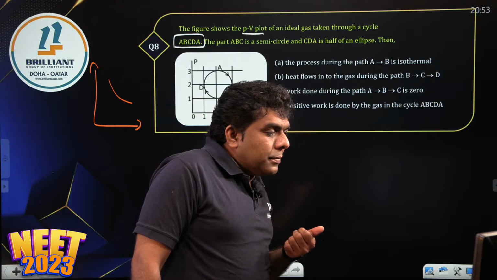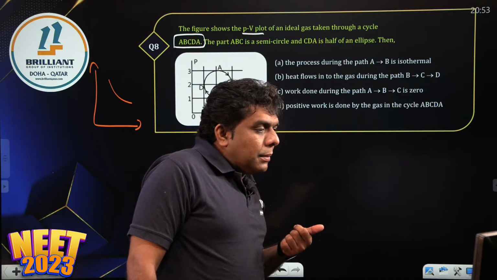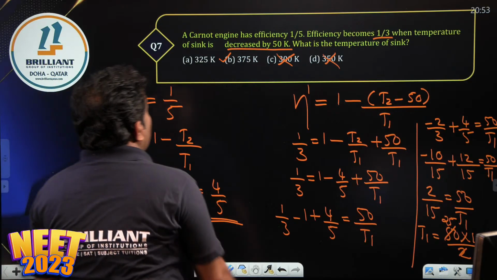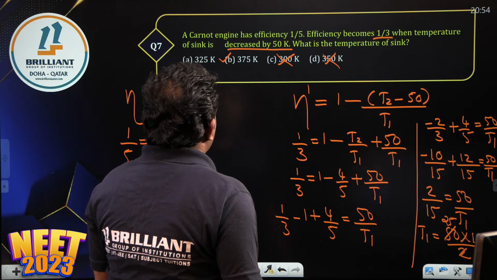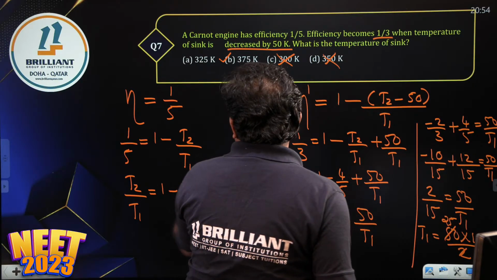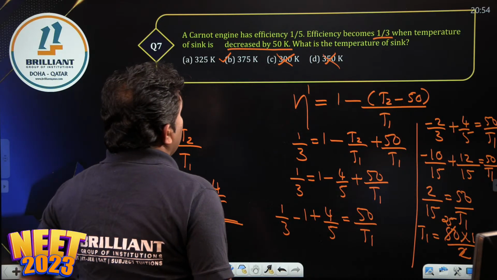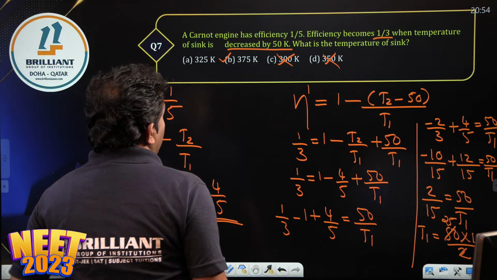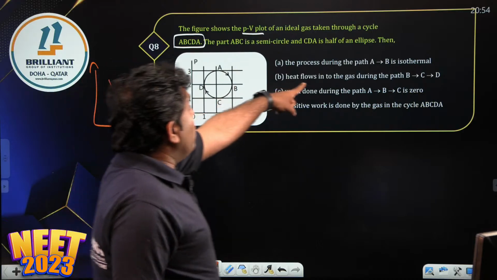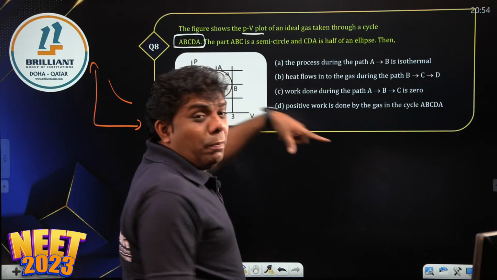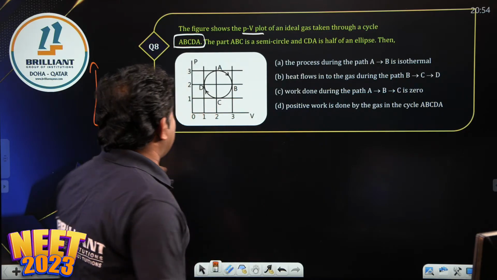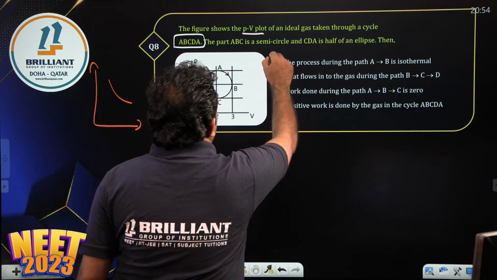Yes, right. Temperature of the source. Yes, I am coming to that question now. They are asking what is the temperature of the sink. So we calculate T1 and you will get the T2 value from this. Now the next one, the process during the path A to B is not isothermal, so that's correct. So this statement is wrong.